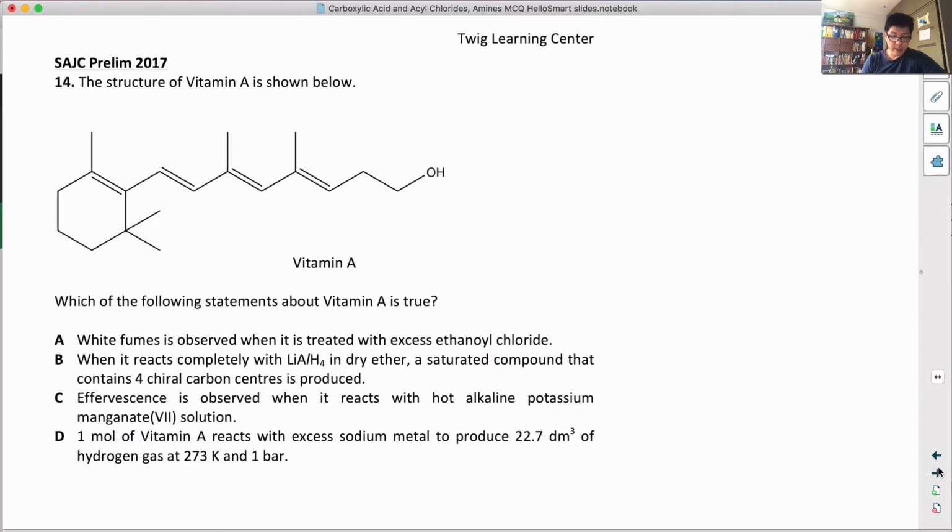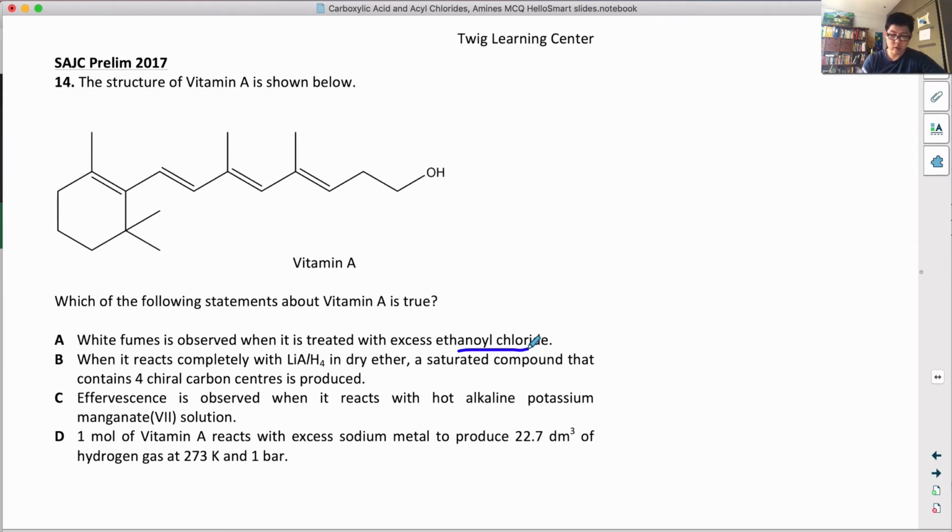Question 14. Which of the following is true about vitamin A? White fumes is observed when treated with excess ethanoyl chloride. Ethanoyl chloride is highly reactive, and every time you react with this, generally you get white fumes.